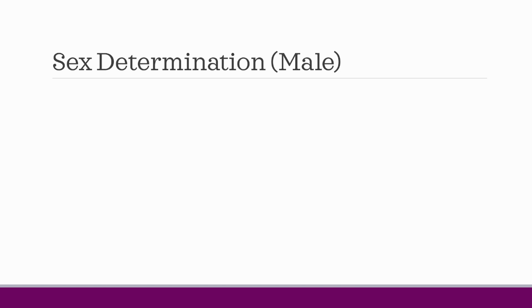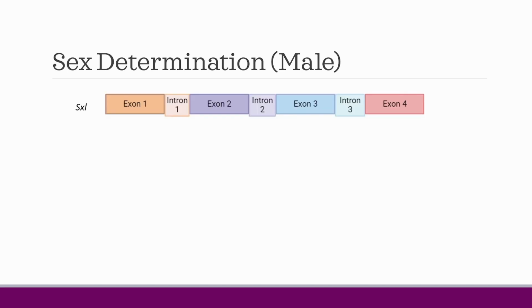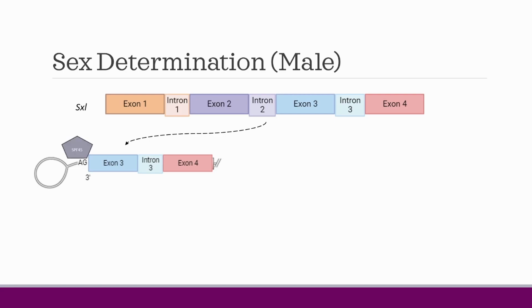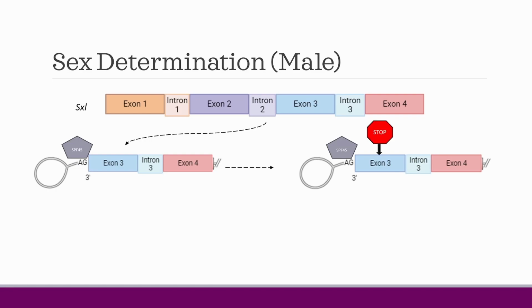Male Drosophila adhere to the standard sex determination pathway, and so we will address them first, starting with the SXL mRNA transcript. In males, a third exon containing a premature termination codon is included in the SXL transcript due to the activity of the splicing factor SPF45, leading to the non-functional SXL protein being made.